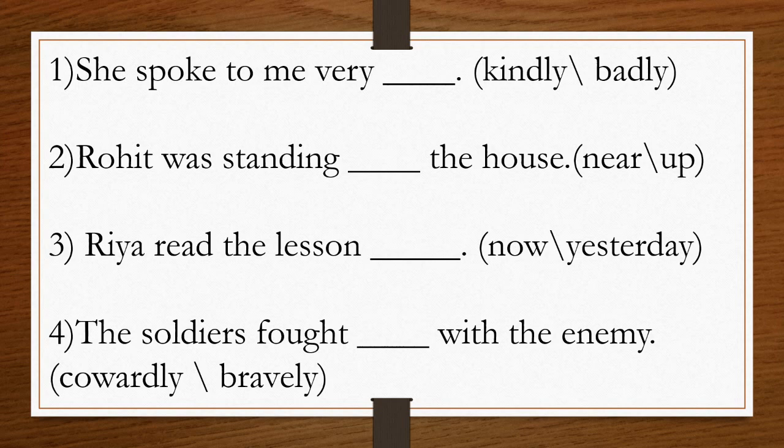Next is, Rohit was standing dash the house. In the bracket, two adverbs are given, near, up. Choose the correct and fill the blank. The third is, Ria read the lesson dash and the adverbs in the brackets are now, yesterday. Choose the correct one and fill the blank.